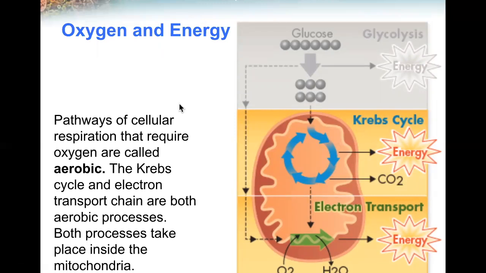Pathways of cellular respiration that require oxygen are called aerobic. The Krebs cycle and electron transport chain are both aerobic processes. Both processes take place inside the mitochondria.